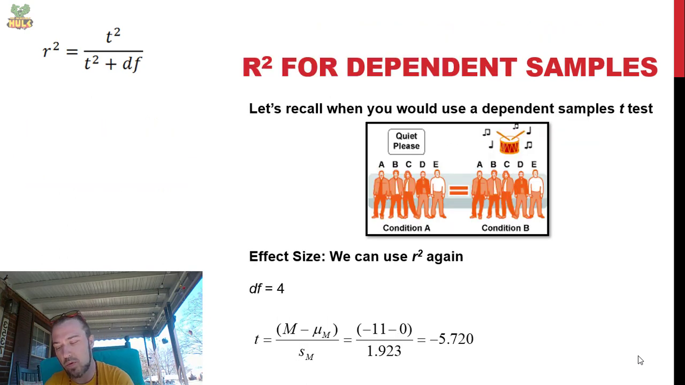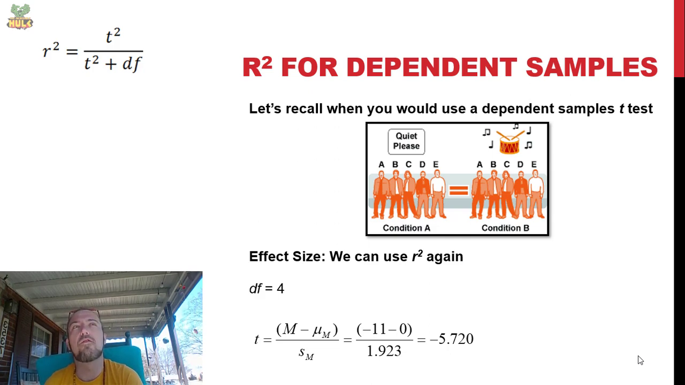We can use r squared for dependent samples too. The formula, in fact, is identical. You still use the t squared in the same spot and the degrees of freedom in the bottom. In that particular example, we had been looking at a different score. Remember, in the dependent samples, it doesn't even matter what your original data are because you work with the difference score in order to calculate your statistics. And so we had a different score in that particular example. It was 11 or a negative 11. And this resulted in a t-statistic of a negative 5.720.